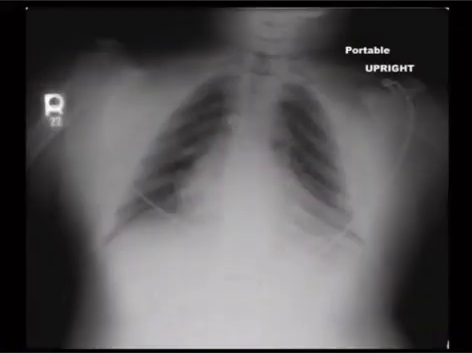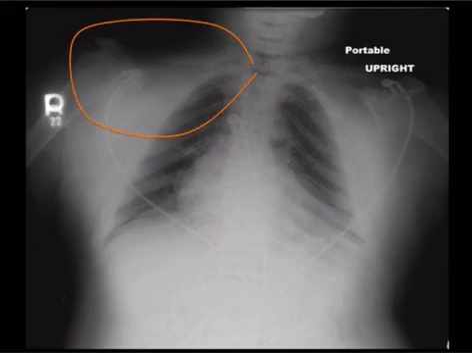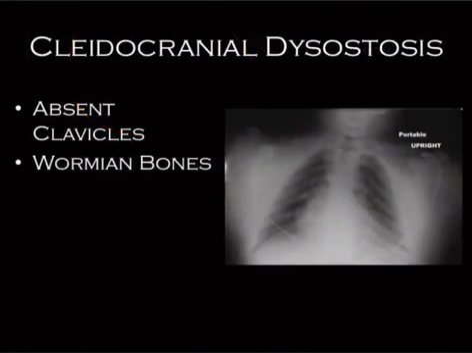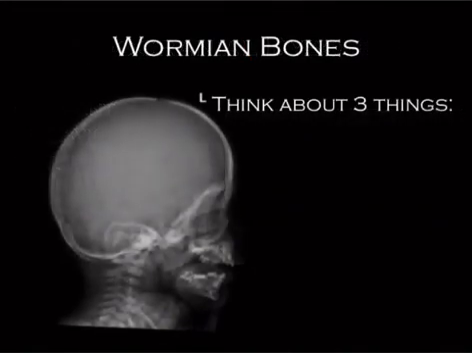Here's another zebra genetic thing, and notice the clavicles are absent, mostly absent. So this is cleidocranial dysostosis. The other thing to know about it, aside from the fact that the clavicles are absent, is that there are Wormian bones. So Wormian bones are this subset of small intersutural bones that are between the cranial sutures.